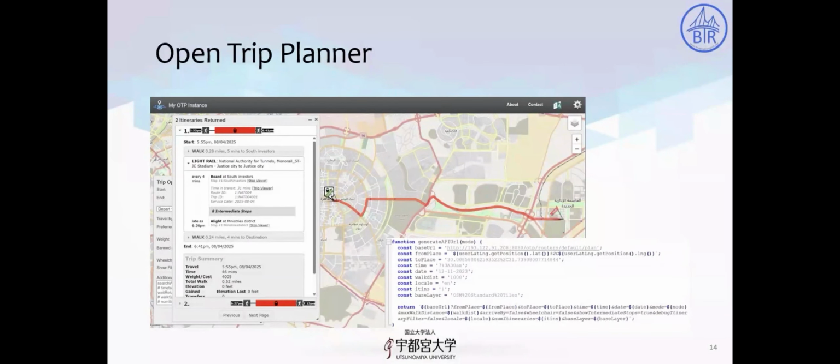As you can see, this is the part for the OTP. The destination is fixed for everyone. The trips start at 7:30 a.m. in the morning on the same day for everyone, and the maximum walking distance is set to 1,000 meters.